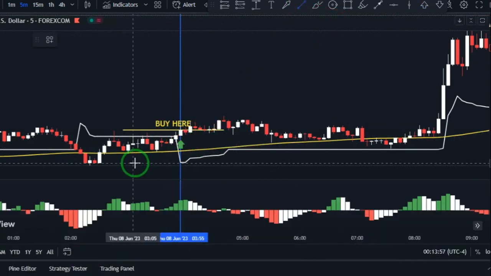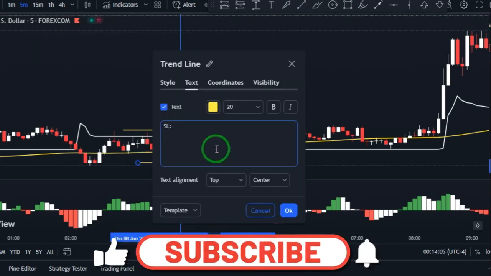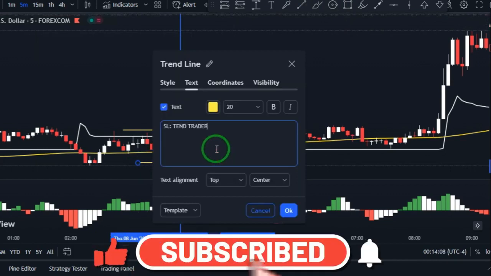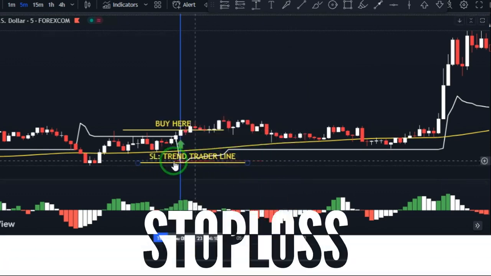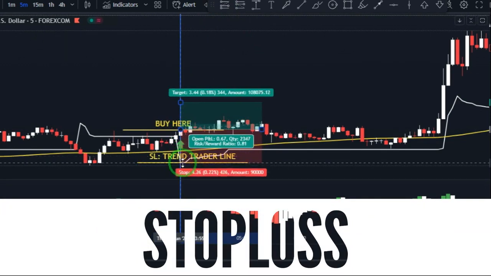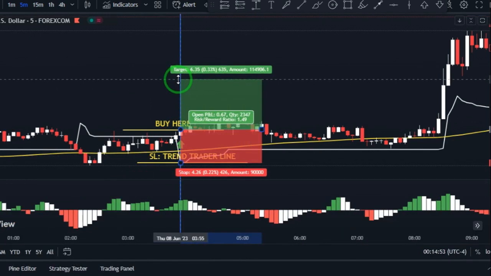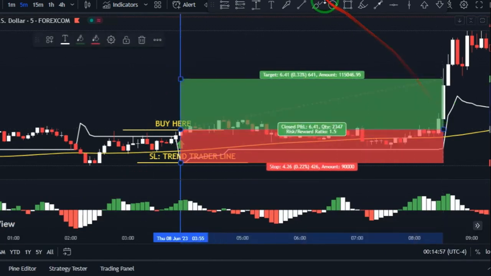And immediately after entering a trade, set the stop loss. But for the stop loss, we have two options. We can set the stop loss on the recent swing lows, or we can set it on the trend trader indicator line. Finally, for trade exit, consider a risk-reward ratio of 1 to 1.5.